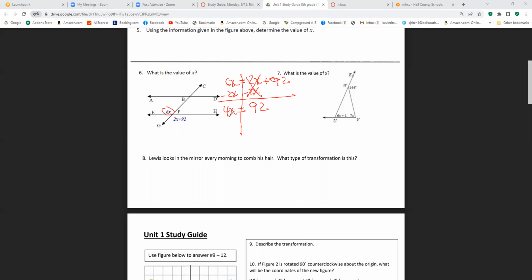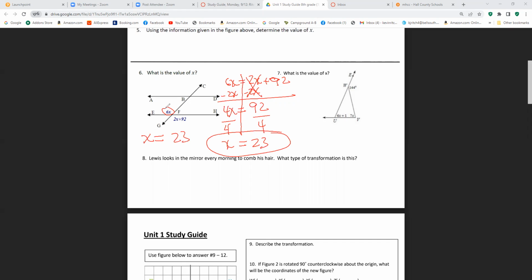Now, the only way to pull apart 4 and x is by division, because this means 4 times x. So I'm going to do the opposite. I'm going to divide both sides by 4. So 92 divided by 4, I'm typing it in my calculator. 92 divided by 4 is 23. So the value of x is equal to 23.